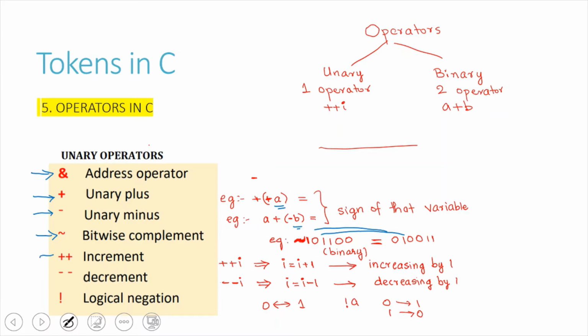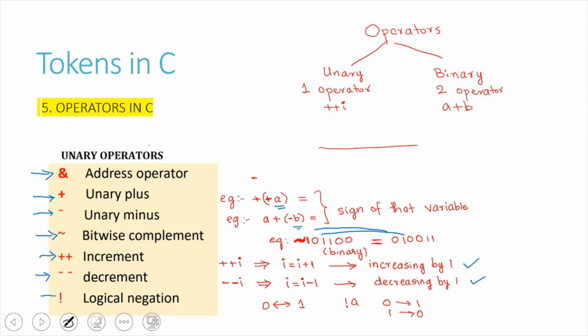Next we have the increment operator. If you have ++I, then that implies I = I + 1. That is, the value of the variable I increases by 1. Next we have the decrement operator. Decrement operator means the value of that variable is decreased by 1.